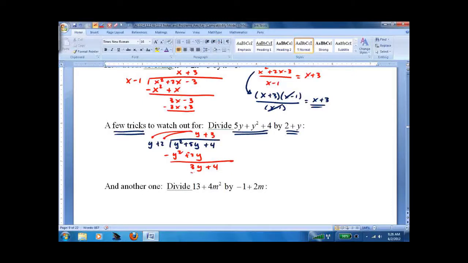Three times y is 3y. 3 times 2 is 6. Finally, one that does not work perfectly, and we get a remainder of -2. So our answer is, now let's write it all out. Y squared plus 5y plus 4 divided by y plus 2 is y plus 3. Plus, like we showed you a long time before up top, my remainder over my divisor.